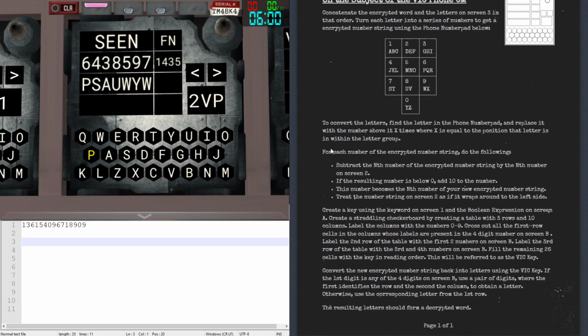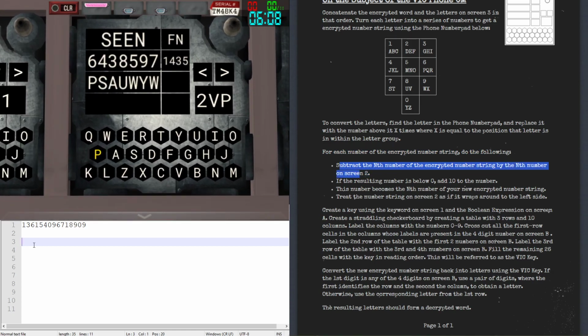All right, moving on. For each number of the encrypted number string, we're going to do the following. Subtract the nth number of the encrypted number string by the nth number on screen 2, which is this number screen right over here. So we have 6, 4, 3, 8, 5, 9, 7. We would subtract it like so. 1 minus 6 becomes negative 5, but if the resulting number is below 0, we add 10 to that number. So this becomes 5. This number becomes the nth number of our new encrypted number string, and we keep going. So 3 minus 4 is negative 1, plus 10 is 9.